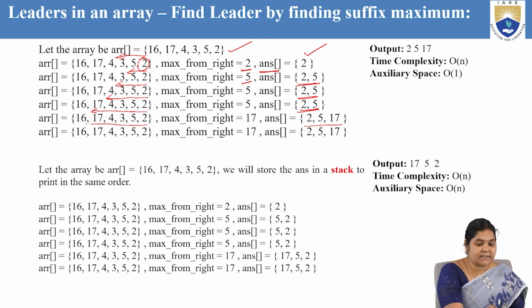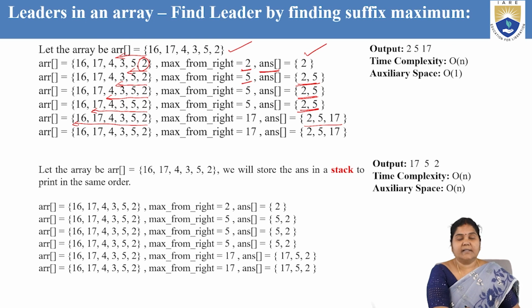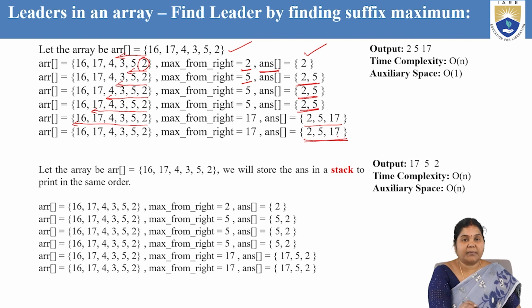Now consider the next element from right to left. The last element is 16. If you consider 16, 17 is bigger than 16, so 16 cannot be a leader. So finally, we have traversed the array from right to left, and we found that 2, 5 and 17 are the leaders in the array.